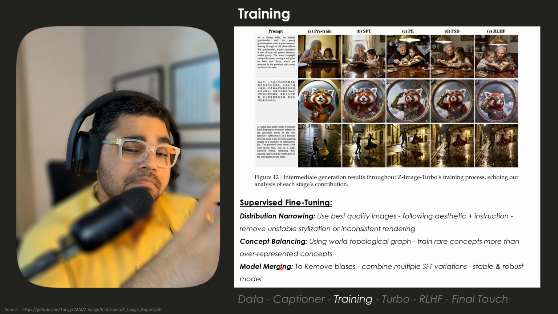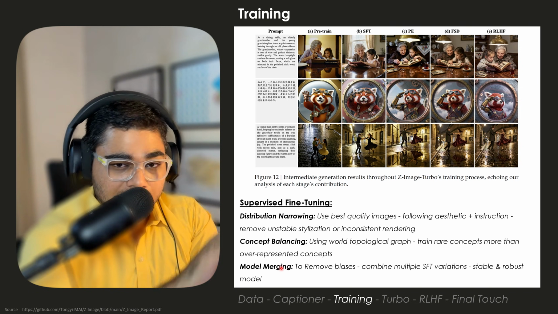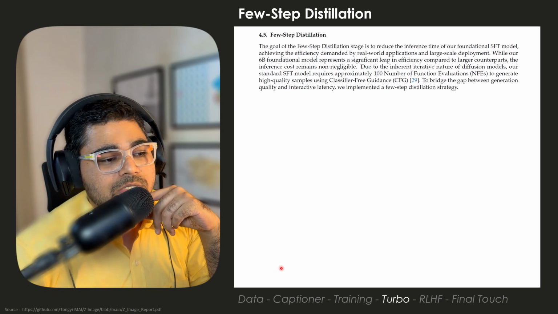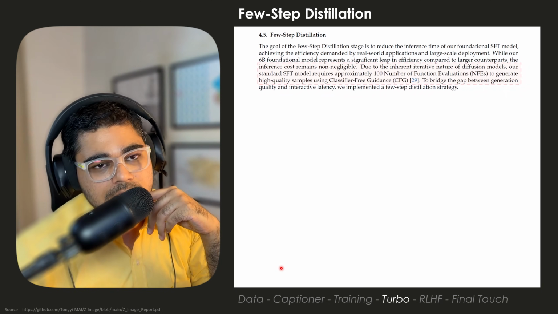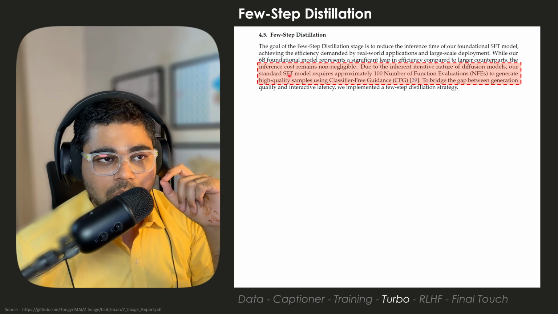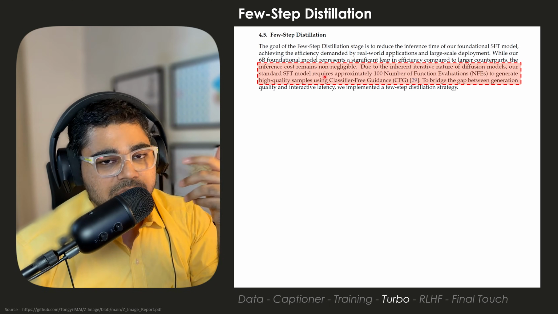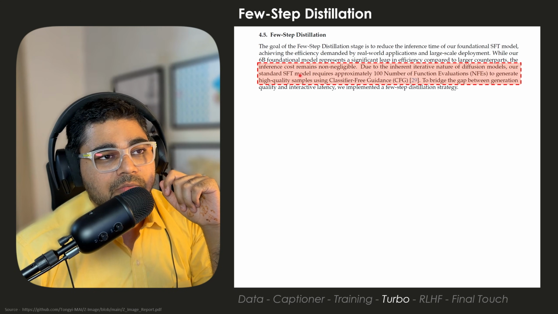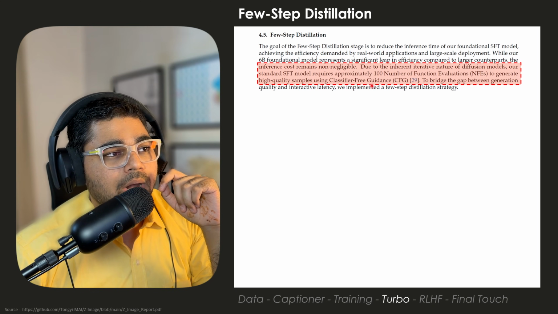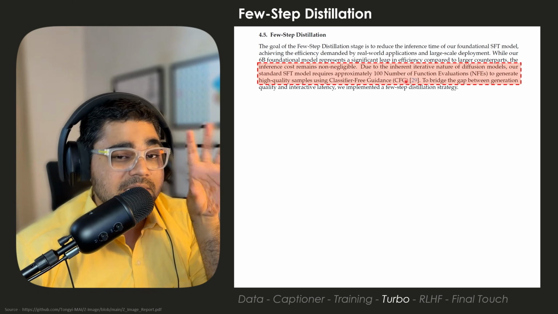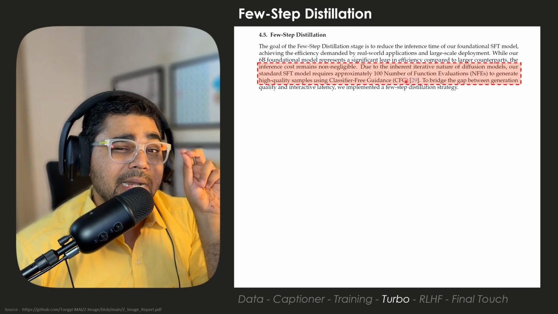So this is the base Z image model done. Of course, there's going to be RLHF. But right now, let's see the next step, which is how the turbo model came into existence. So here they're saying, due to the inherent iterative nature of diffusion model, our standard SFT, which is fine-tuned model, requires approximately 100 number of function evaluations to generate high-quality samples using CFG. Now this 100 you can imagine as steps. So they need 100 steps.